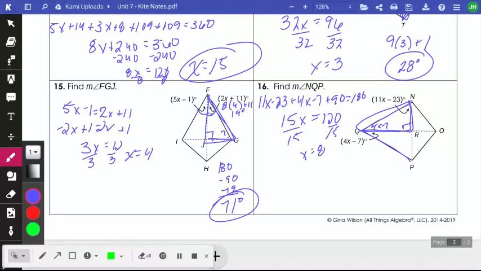Okay, so then to find NQP, if I can find just this part of the angle, doubling it will give me the entire angle, or I could plug it into each of those angles and add them. It'd be the same thing. So I'm going to do 4 times 8 minus 7, and that will give me 25. And then since these are both 25, I can just do 25 times 2, and I'll get 50 degrees.